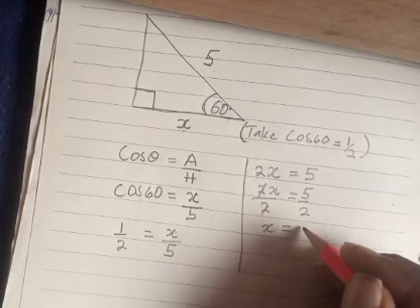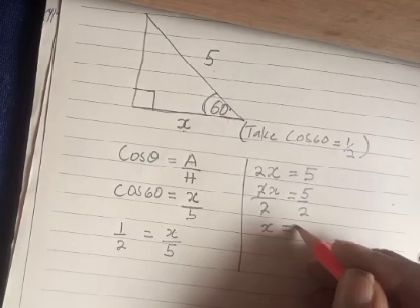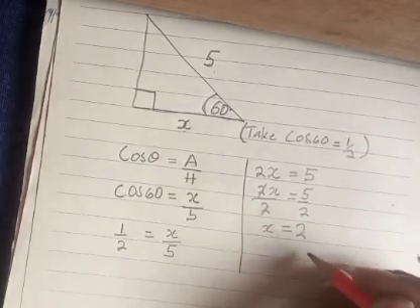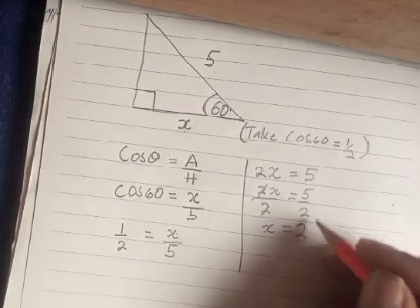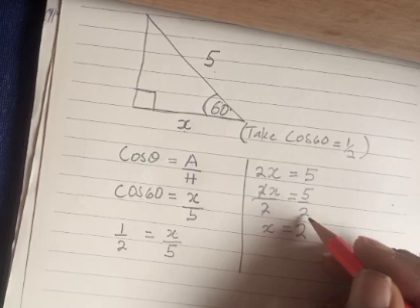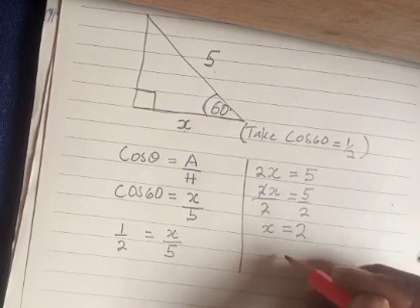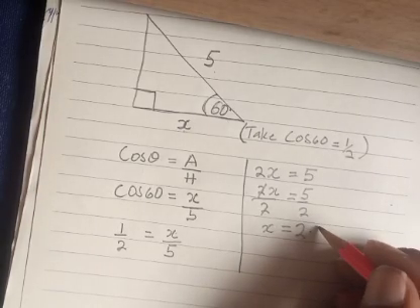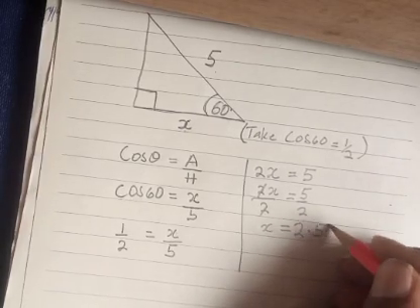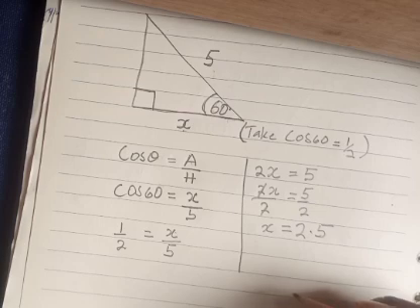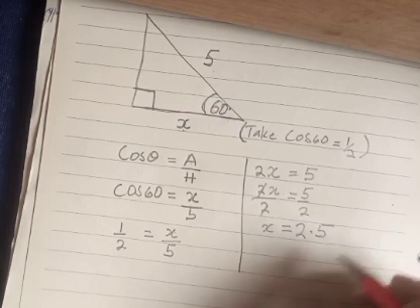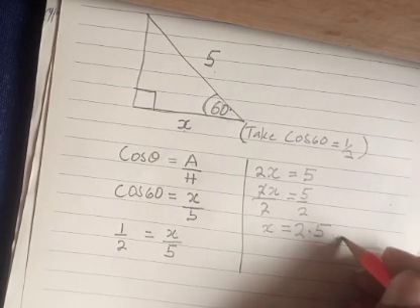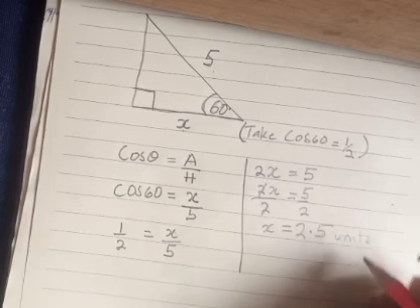2 going into 5 how many times? That's 2 times, right? 2. So 2 twos are 4, minus 5 is what? 1. So bring down 0. 2 going into 10 how many times? 5 times. So our x is equal to 2.5. Okay, units. If I were to use any unit, then it's 2.5 units.